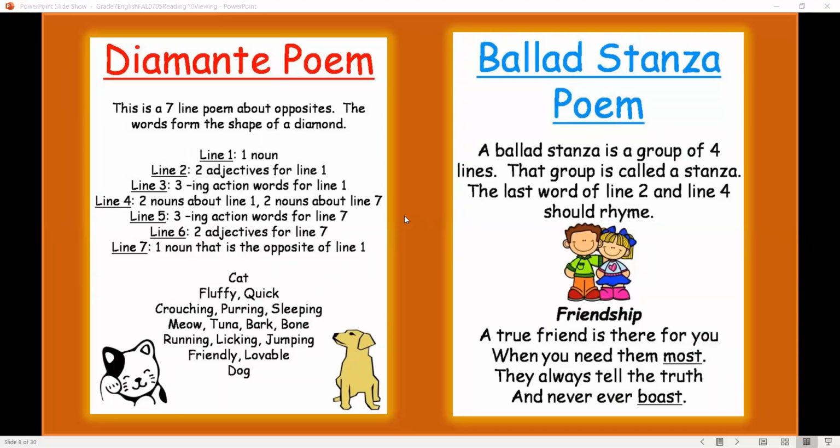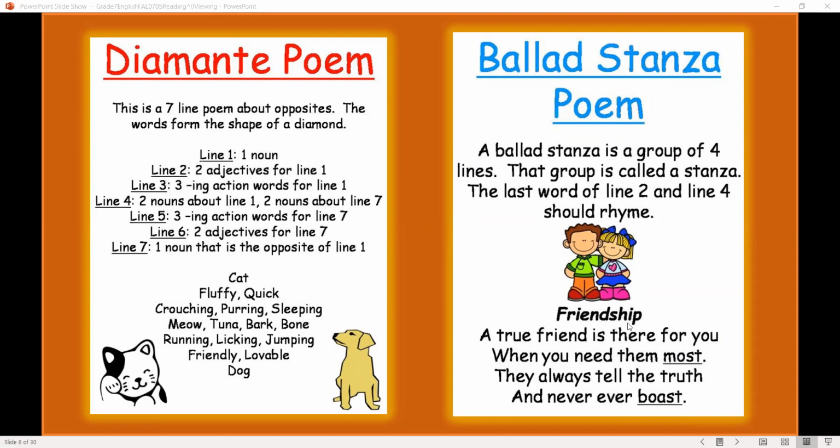is, okay, it's 4 lines, all right? And the 4 lines, as you know, is a group called the stanza. Now, a ballad poem, the last word of line 2 and 4 should rhyme. So you see the opposite lines, they should rhyme. Okay, now a ballad poem can be very long, but every stanza has the same rule.